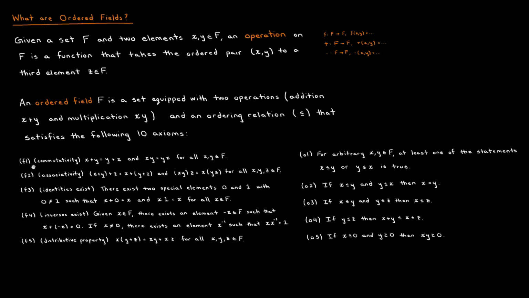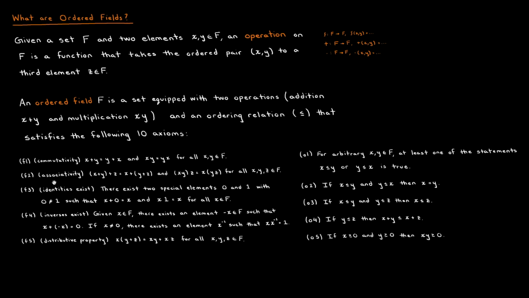So the first axiom is the commutative axiom, and this is the axiom that deals with the order of operations. It allows us to add and multiply in whatever order we like. In other words, x plus y is equal to y plus x, and x times y is equal to y times x for any two members of the set F.